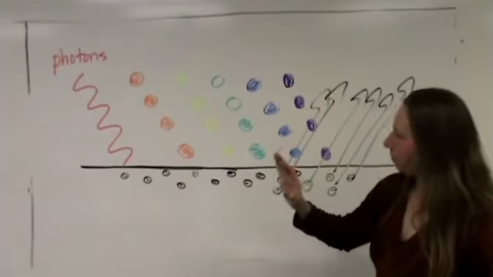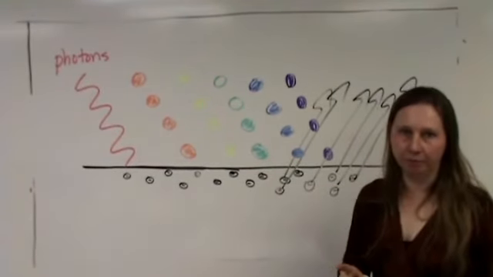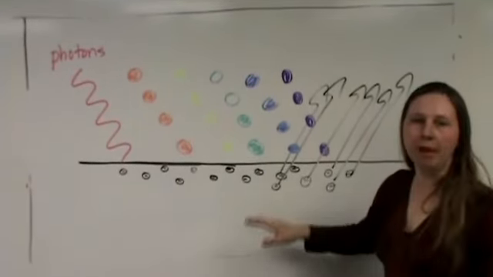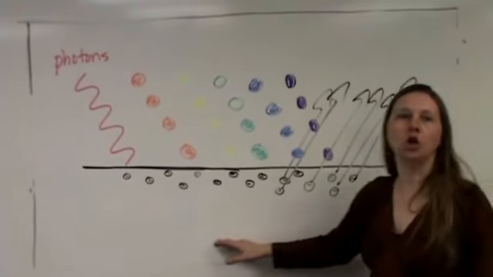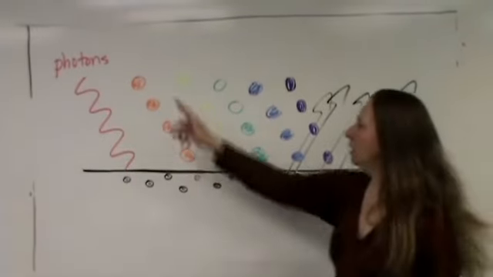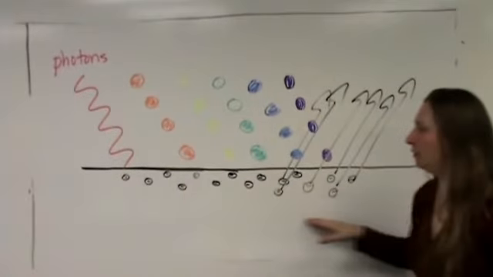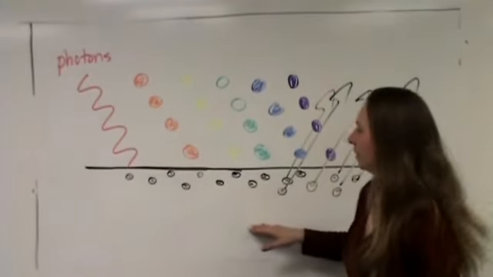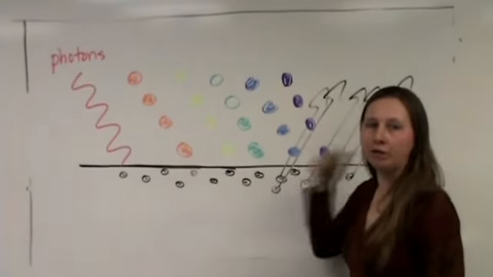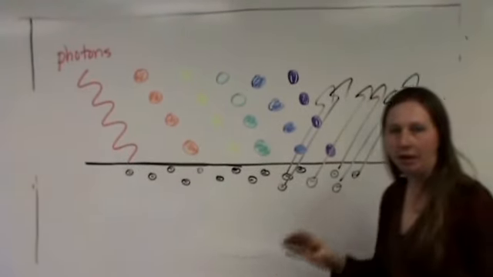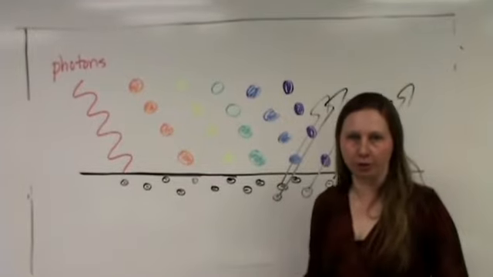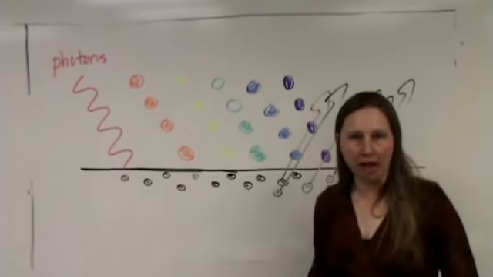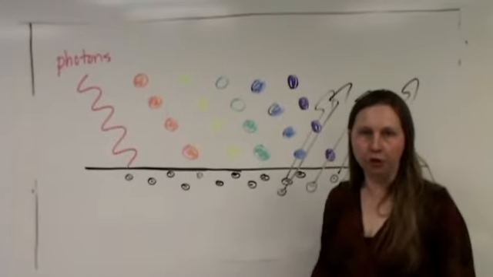Now, I also want to mention that this phenomenon is the basis for solar cells. Light hits a piece of metal or a metalloid, semi-metal, and electrons are ejected. These electrons can be made to flow through wires. So this phenomenon is the basis for solar cells and the solar energy industry.